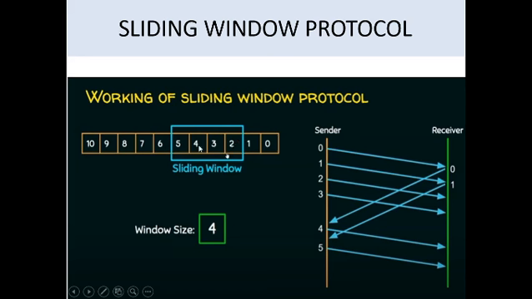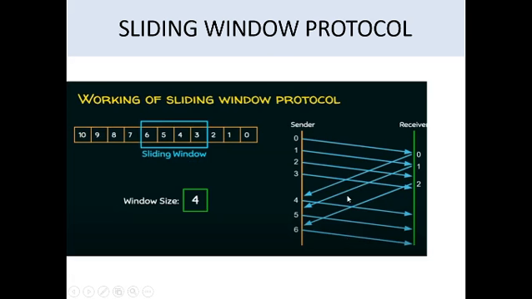That is 2, 3, 4, 5. These are the frames. Now it is sending the next frames also. Frames 2, 3, 4, 5 have been sent and it is waiting for the acknowledgement. Next, frames 0, 1, 2 got the acknowledgement. Then the sliding window again moves to the other side. It will be sending 3, 4, 5, 6 frames, which have been sent and are waiting for acknowledgement.